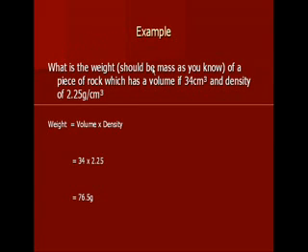Here's another example. What is the weight, as you know it should be mass, of a piece of rock which has a volume of 34 centimeters cubed and a density of 2.25 grams per centimeter cubed? Well, weight is volume times density. So the weight is 34 times the density 2.25, which will give you a weight of 76.5 grams.